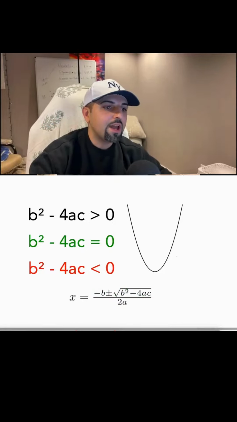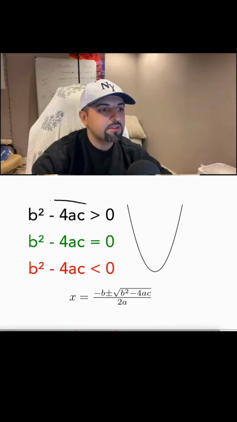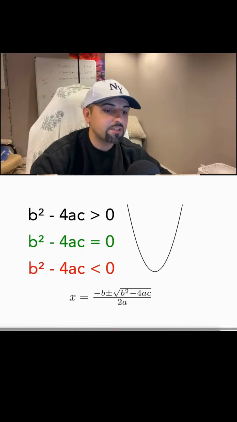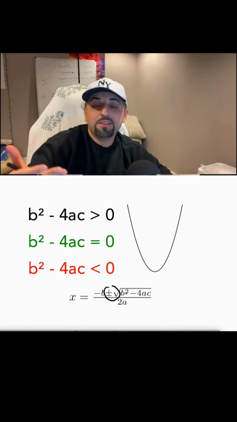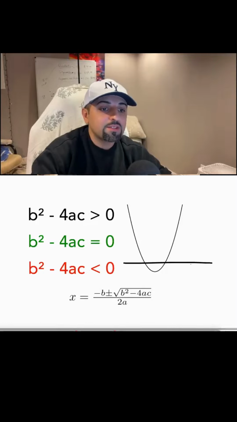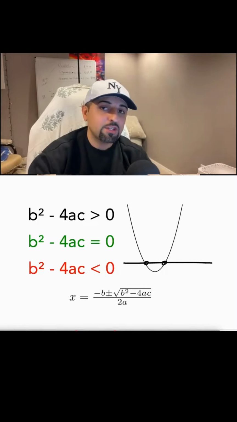So what happens if I have the discriminant equal to a positive number? Now the plus minus does apply. And when it does apply, I get two roots. And so that's the nature of roots.